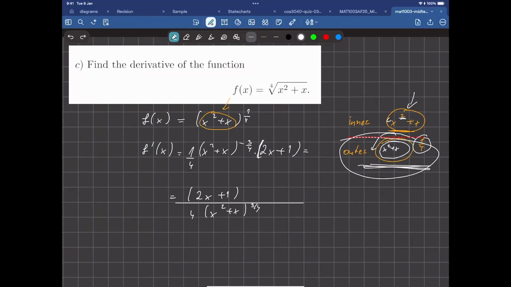You just need to be good at recognizing the functions. So you have one function inside, which is like calculate x squared plus x. You have another function, which is like calculate the 4th root, or in this case, the 1/4 power of whatever is inside. So 2 separate functions, and you need to take them into consideration. So the derivative is equal to the derivative of the outer function times the derivative of the inner function.